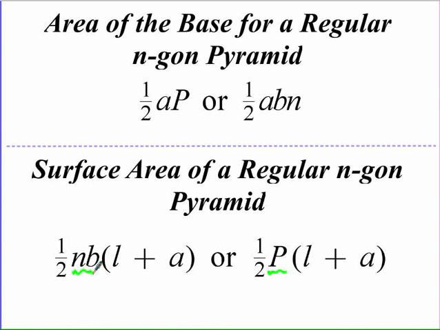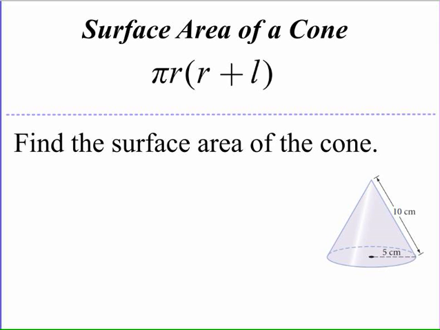So let's go ahead and look at the surface area of a cone. The surface area of a cone is pi times your radius, and then times the radius plus L, where L is the slant height. So we're going to go ahead and look at an example of that. Find the surface area of the cone. So I've got pi times what number? 5, very good. Parentheses, 5 plus L. What is L? 10.